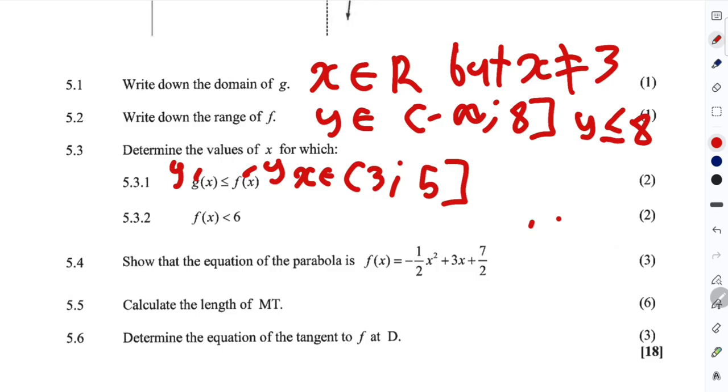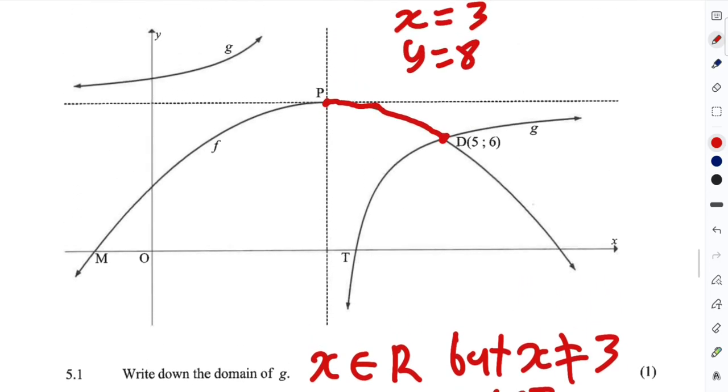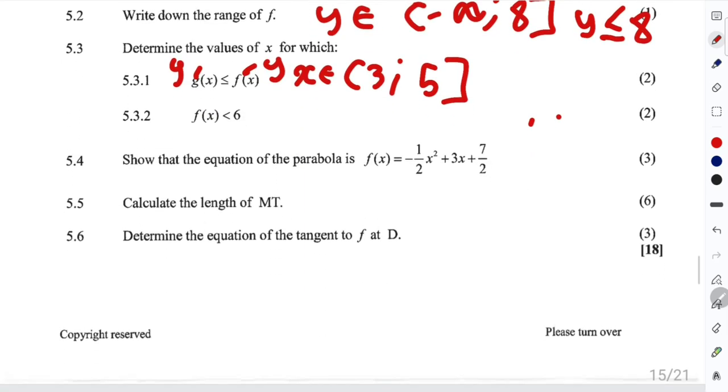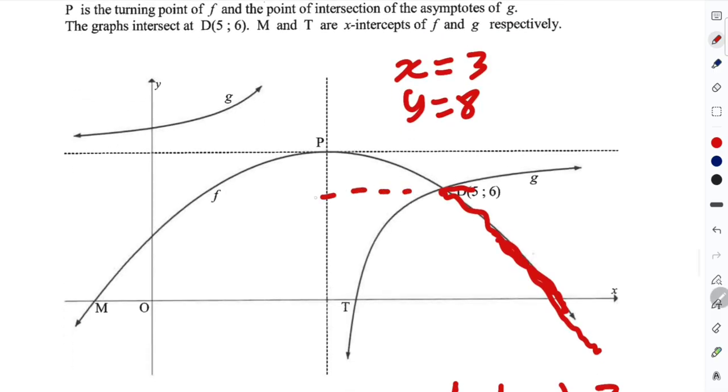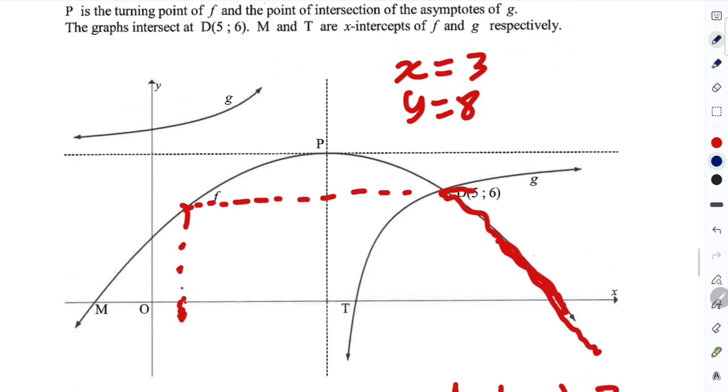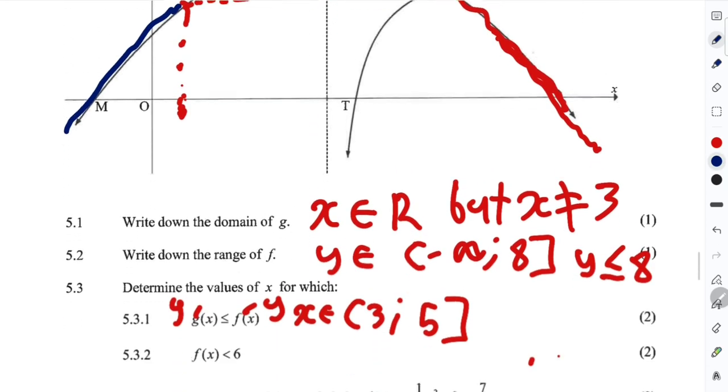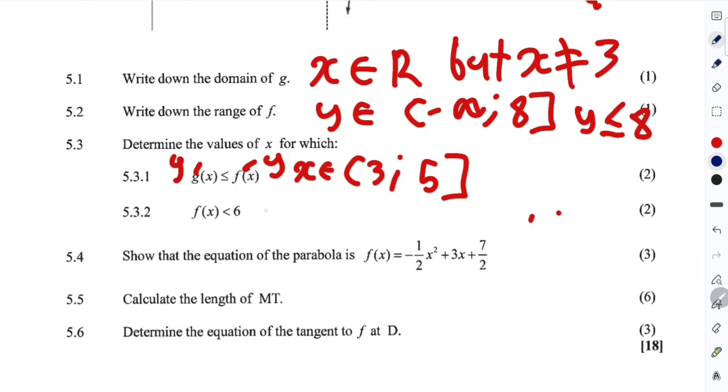Okay, now they want where f of x is less than 6. If you look at the graph of f of x again, which is the parabola, it's less than 6 here. Y is 6 here, so from there on it keeps decreasing. So from 5 until positive infinity, it's going to be less than 6. But there's also 6 somewhere here, so from this value of x until negative infinity, it's going to keep increasing. It's less than 6 there as well. If you calculate that value, you would notice that it's 1.